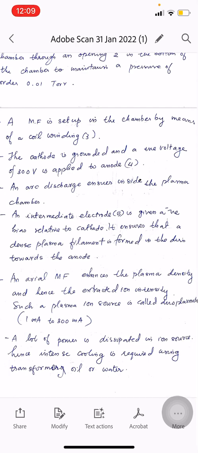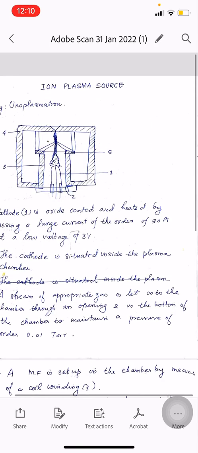In a Duoplasmatron, the ion current ranges from 1 milliampere to 300 milliampere. And in this ion source a lot of power is dissipated. Due to this intense power dissipation, we need intense cooling, using transformer oil or water, in order to cool the ion plasma source.